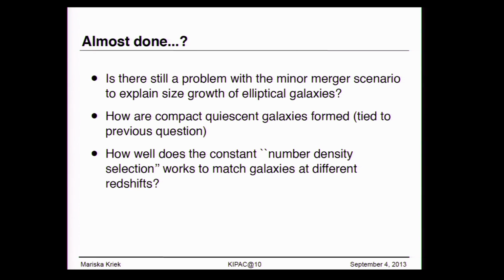They might actually be disks, although this still has to be confirmed. Okay, and the last question is, how well does this constant number density selection actually work? That's probably also a question for Peter, who wrote a paper about that as well in the last year. So that's where I want to end.